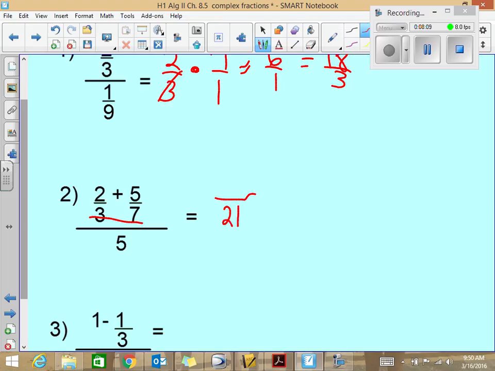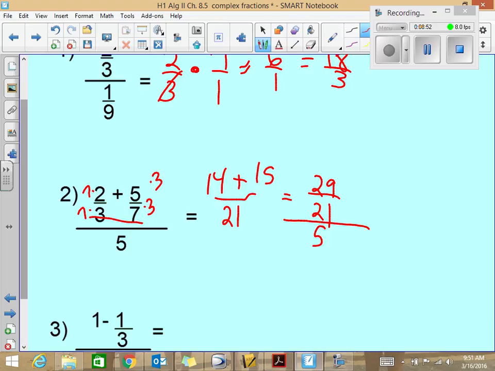This is the notation I want you to get used to today. Rather than writing each fraction with the common denominator, I'm going to write just the common denominator. What do I have to do to 2/3 to make it a denominator of 21? Times it by 7, so this becomes 14. Plus 15, since I have to multiply this by 3. So my numerator becomes 29/21, divided by 5.